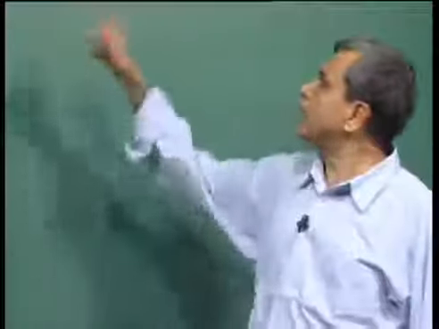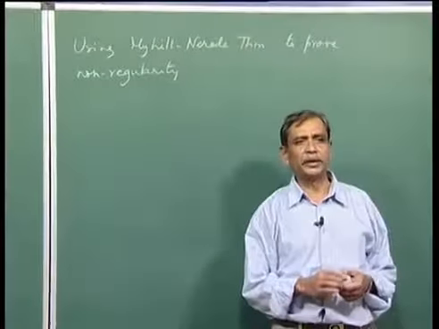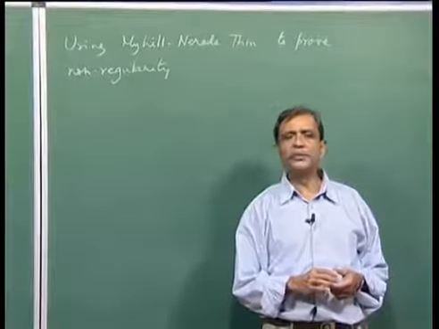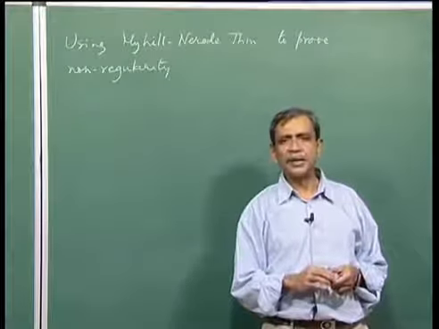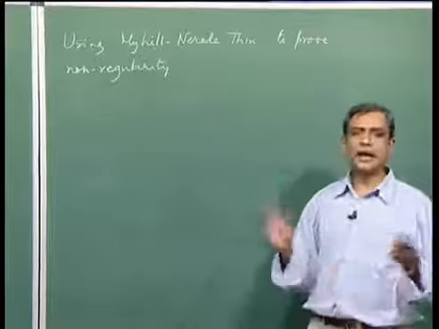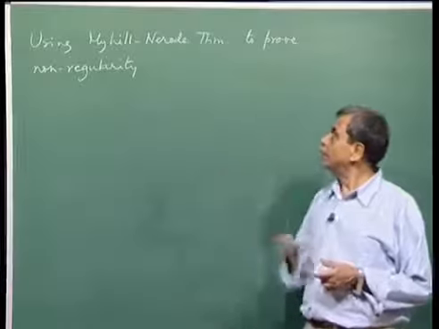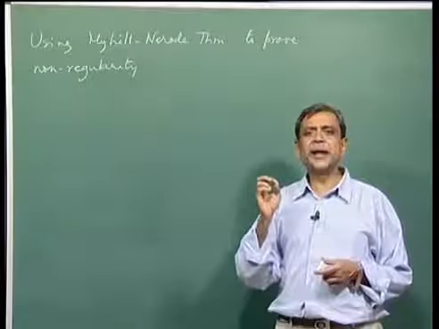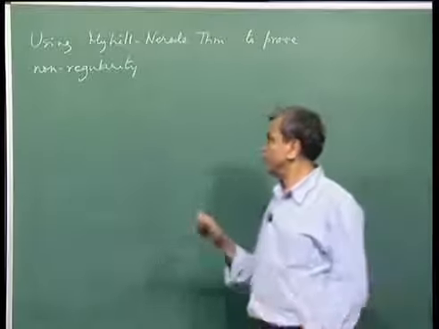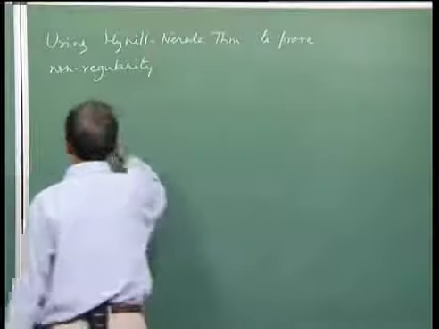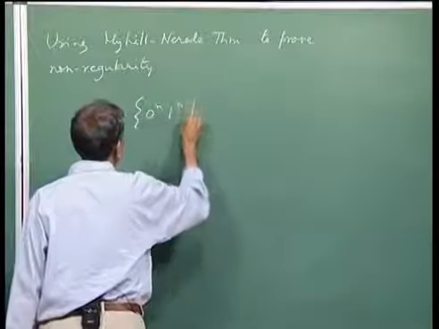We can use the Myhill-Nerode theorem to prove that some language is not regular. So far we have used the pumping lemma, either the usual one or the generalized one, to prove some language L to be non-regular. But now that we know the Myhill-Nerode theorem, this gives us another method to prove a language not regular. For example, consider this language 0^n 1^n.